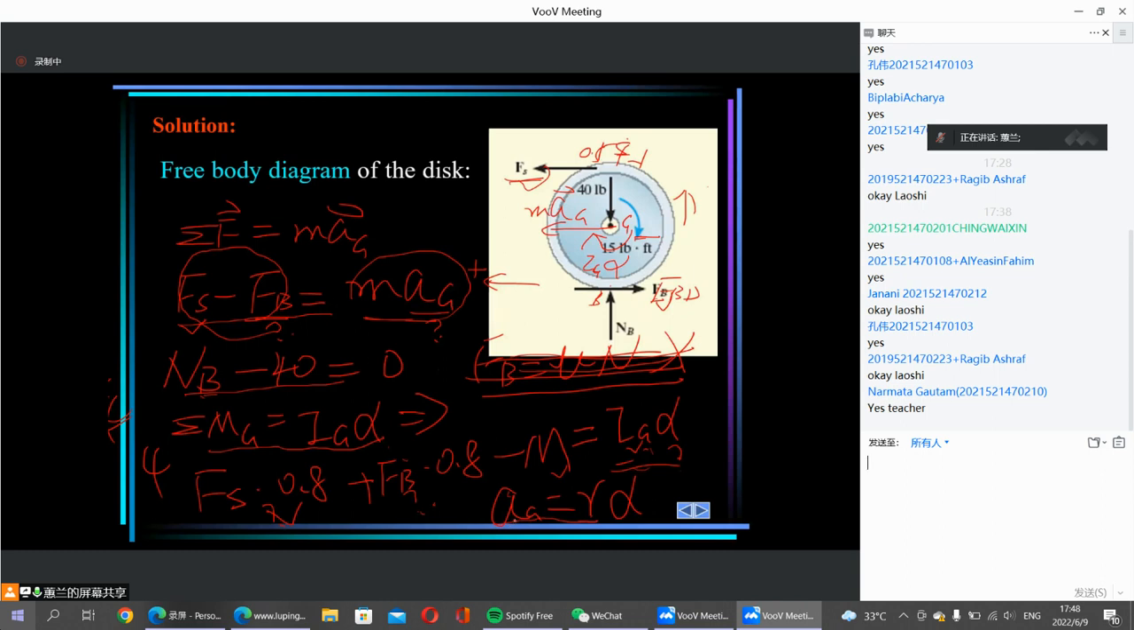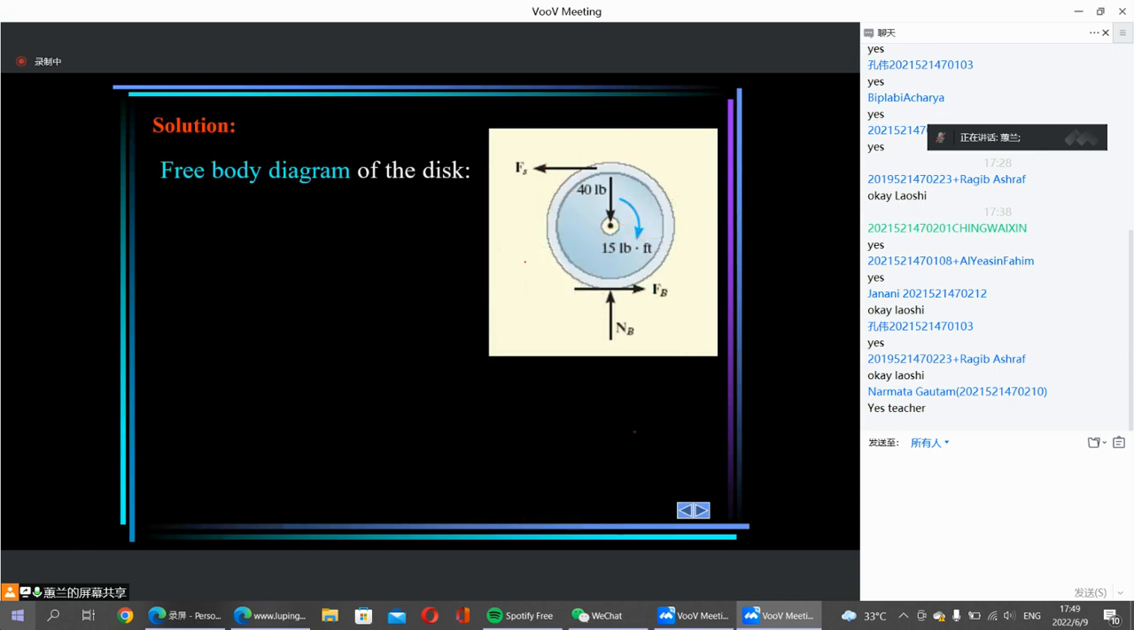We use the relation between a_G and angular acceleration. So next time, if I ask you not only to find out the angular velocity, but also the acceleration, angular acceleration, and the friction force, you need to do this.